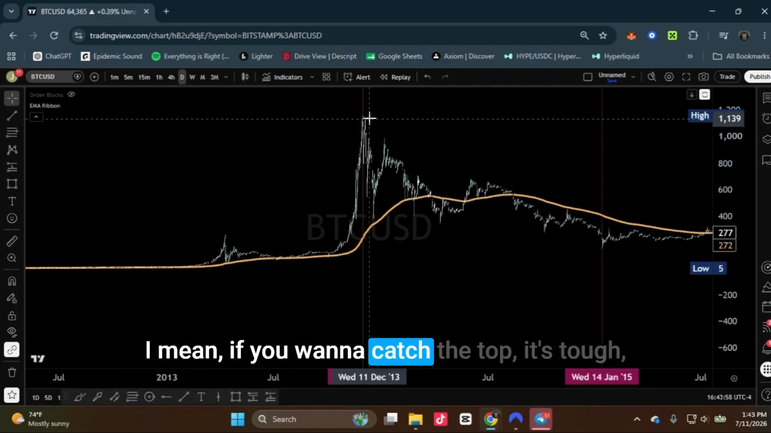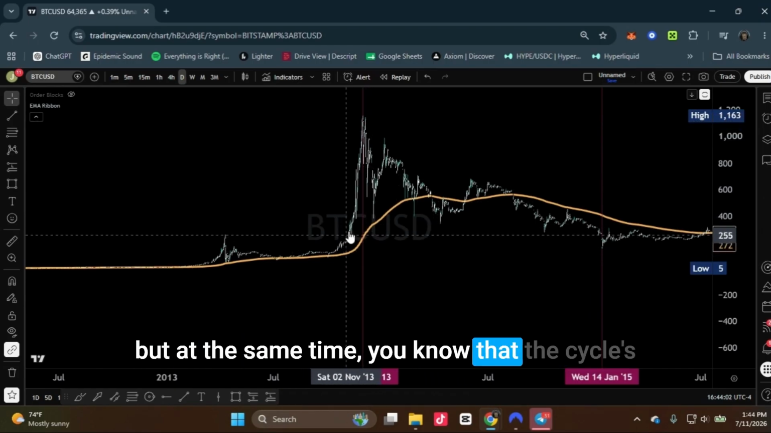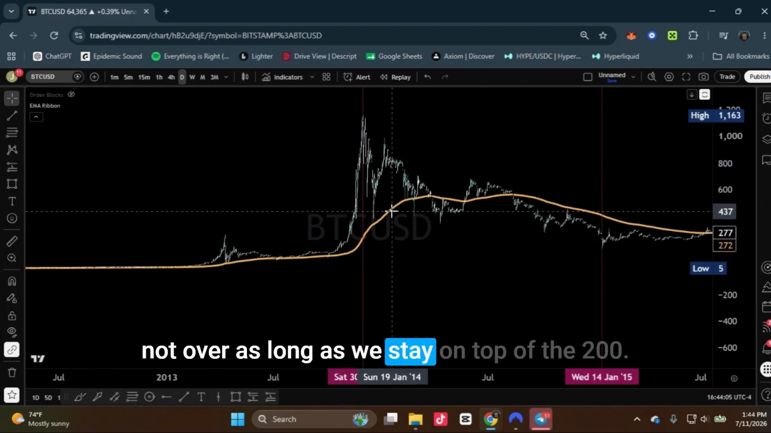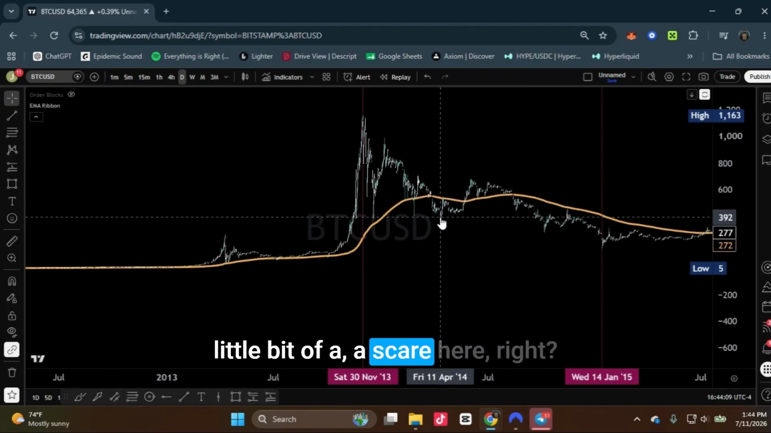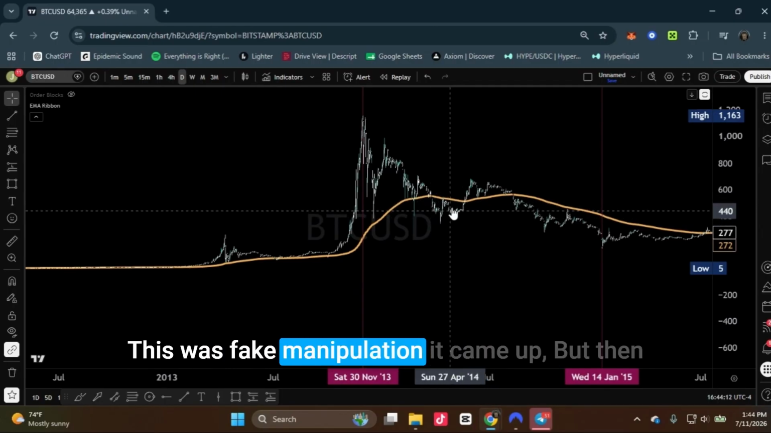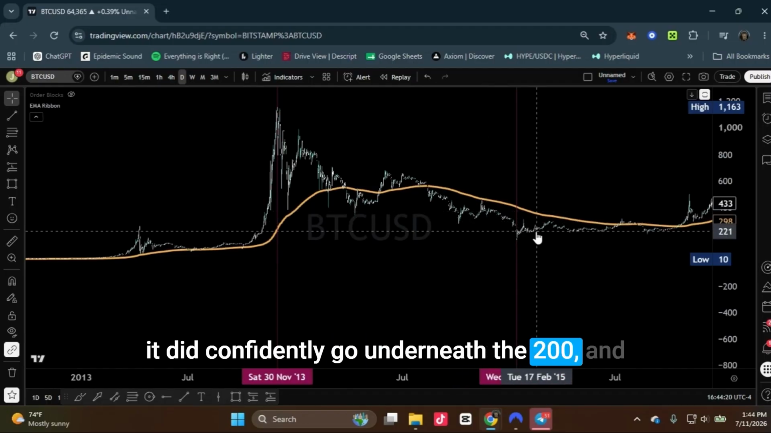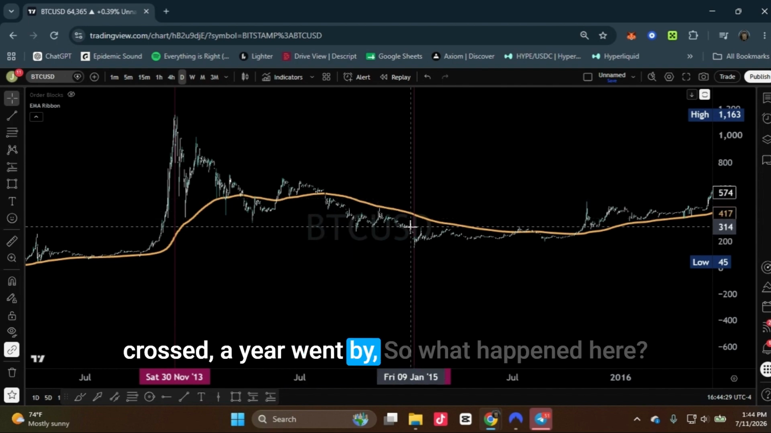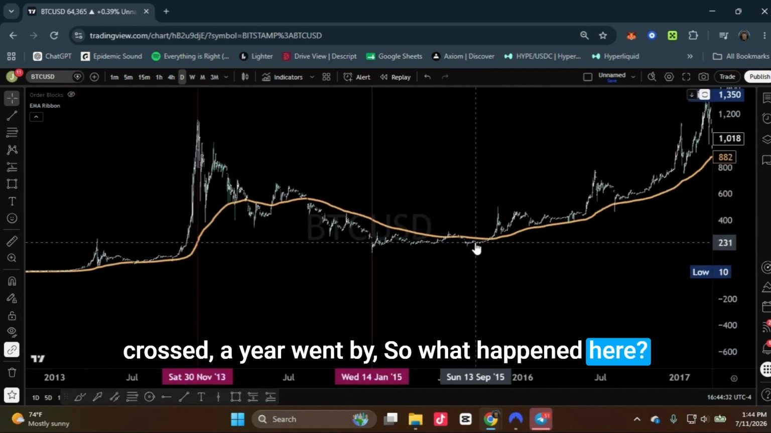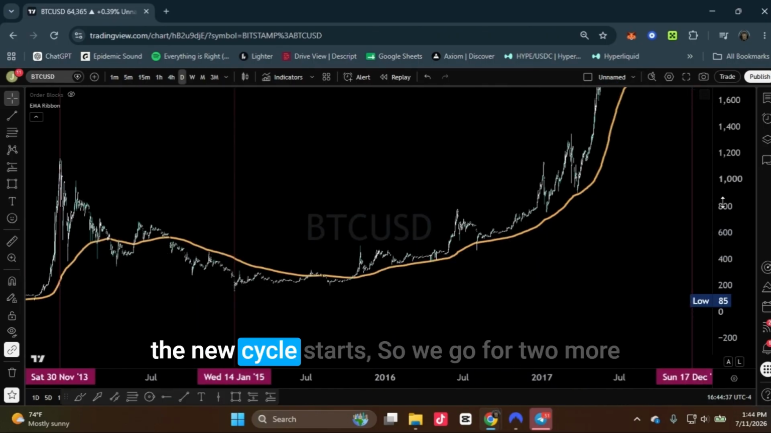I mean, if you want to catch the top, it's tough. But at the same time, you know that the cycle's not over as long as we stay on top of the 200. Yeah, it dips under, it gives you a little bit of a scare here, right? This was fake manipulation. It came up, but then it did confidently go underneath the 200. And then there was a bear market. As soon as this crossed, a year went by. Okay, we jump back on top of the 200 and then the new cycle starts.